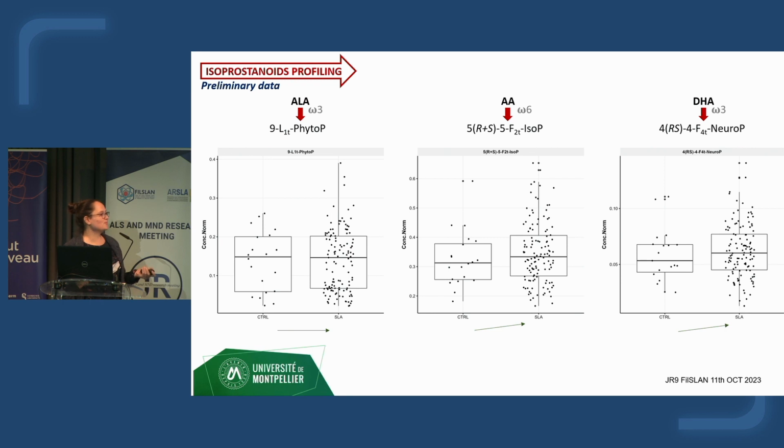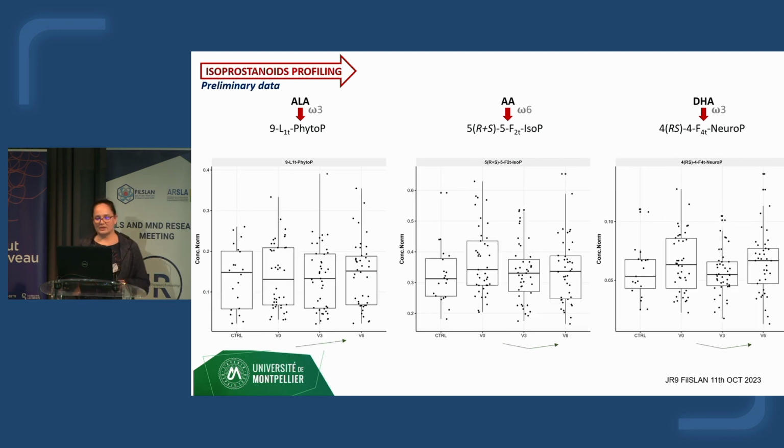At the first view, there is no discrepancy between the control and the ALS group, whatever the metabolite studied. This is in part due to an excessive inter-individual variability. We can just observe some slight trends with a very low increase here in the amount of isoprostane derivatives and neuroprostane derivatives.